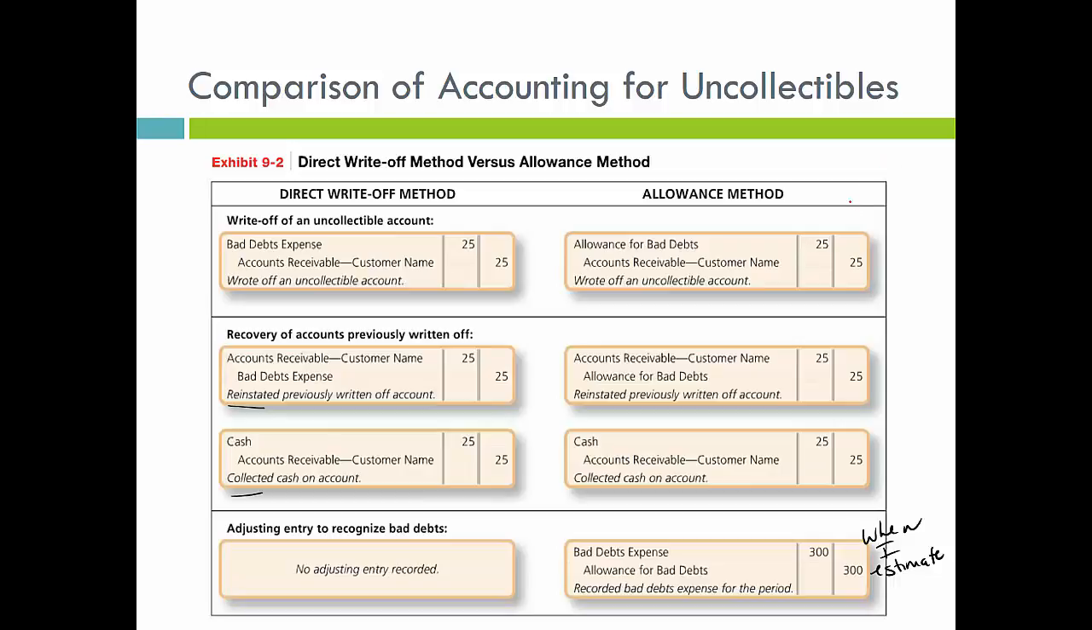And then when I identify specific, when I recognize a write-off, this is my journal entry here. And then if I reinstate it again, the reinstating is just the undoing of the bad debt. So I credit accounts receivable and I credit the allowance, and then I record the payment.